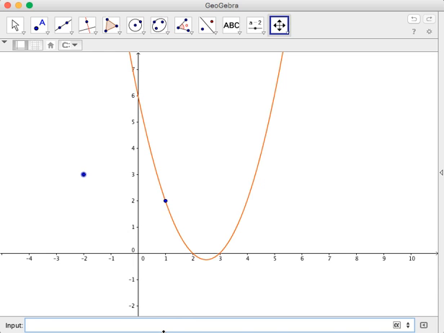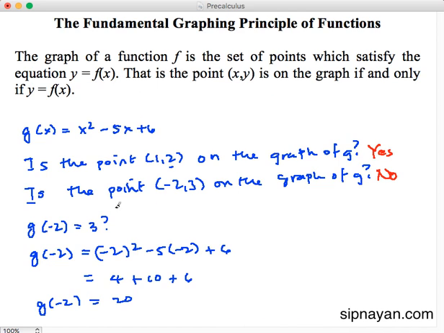Okay, yan lang yung sinasabi natin sa fundamental graphing principle na pag nasa-satisfy niya yung equation, then it's on the graph. Pag hindi siya nasa-satisfy yung equation, then wala siya doon sa graph. Okay, so I hope meron natutunan sa video na to, and balikan niyo yung Precalculus 1.22 if you want. Meron tayong similar discussion but using a different notation.